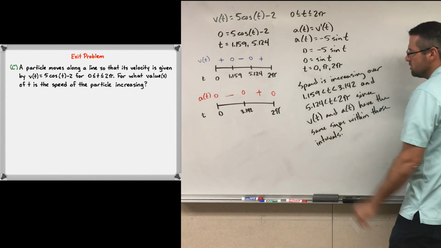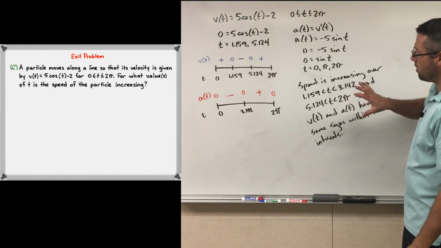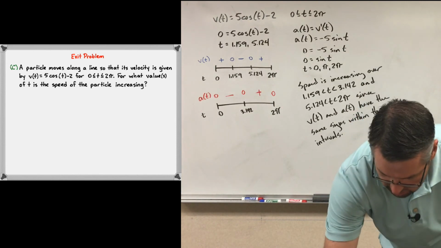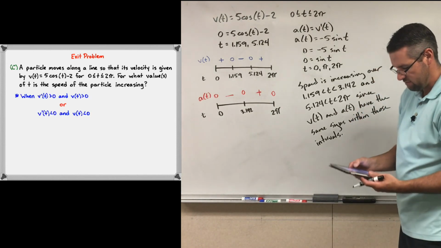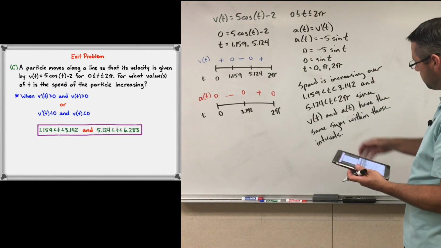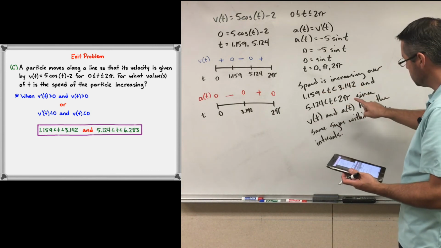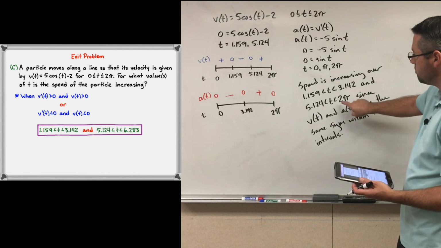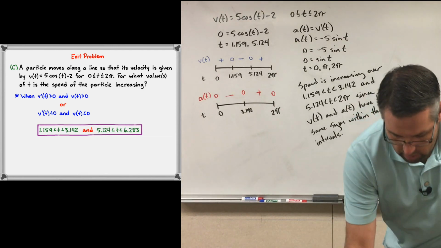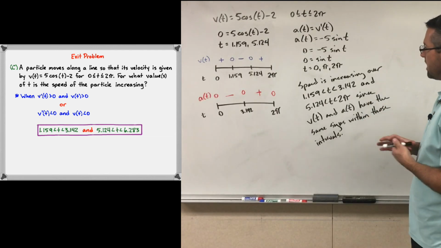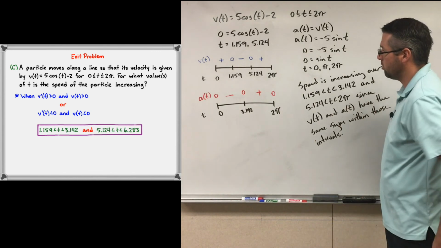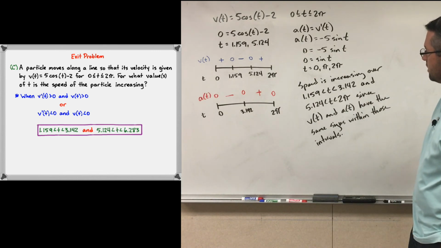All right. So that is our answer for this problem here. Now let me double check to make sure I have that correct. 1.159 to 3.142 and 5.124 to 6.283, which is 2 pi. Again, we'll go more in depth with this idea later on, but we actually did go pretty deep. So hopefully you have a pretty good understanding of this.